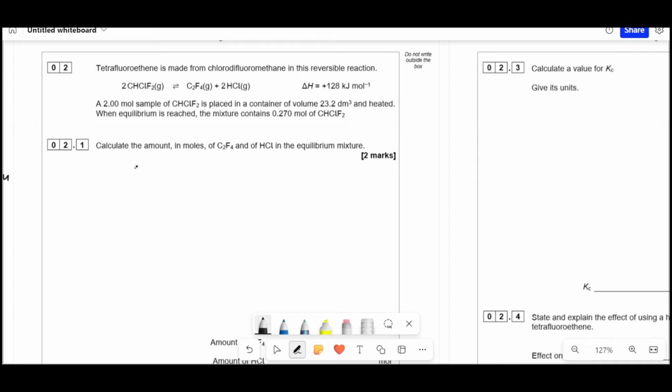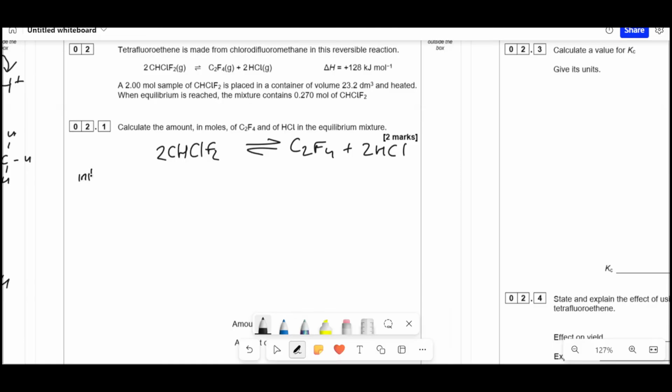So when doing these kinds of questions, you write CHClF2, reversible reaction, C2F4 plus 2HCl. And then you write your initial moles, right at the start before things are happening, and then your equilibrium moles or your end moles. That's how all equilibria behave.